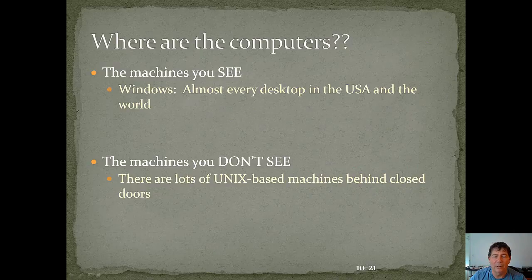Where are the computers? The machines you see: Windows. Almost every desktop in the USA and the world runs Windows. The machines you don't see: there are lots of Unix-based machines behind closed doors.